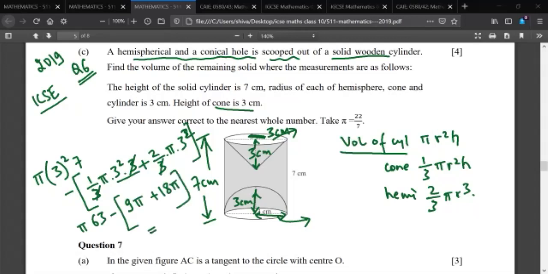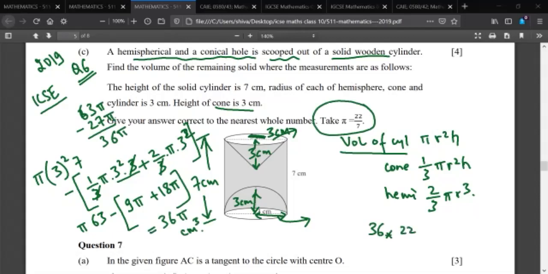So I have 27 pi here and I have 63 pi here. So 63 pi minus 27 pi would be equal to 36 pi. So 36 pi centimeter cube is my answer. Now they have given that pi needs to be taken as 22 by 7. So 36 into 22 by 7 would be equal to 113.14 centimeter cube.